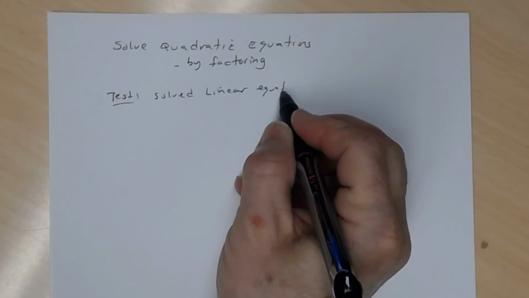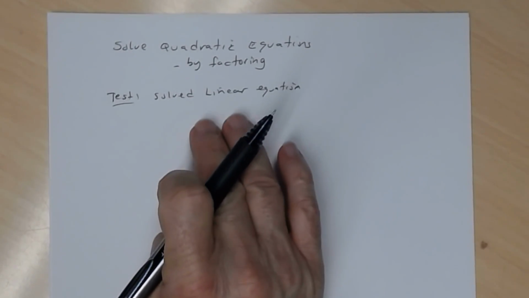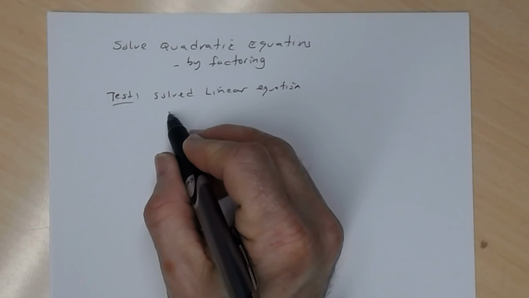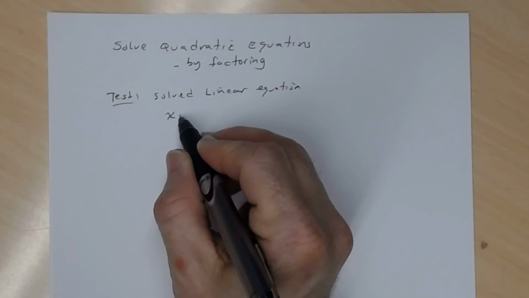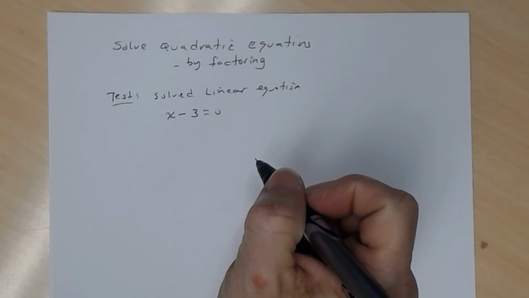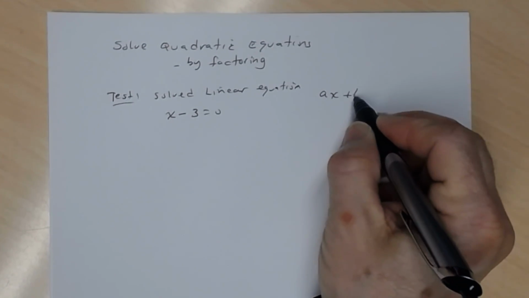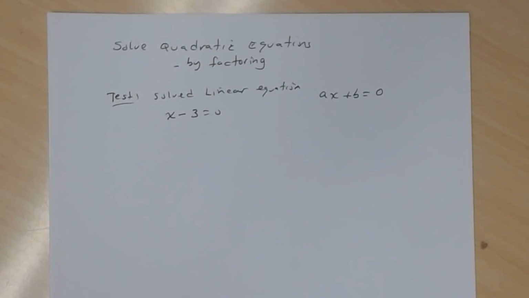Now, the ones that we had on test 1 were more complicated than the one I'm about to show you. But the point is this. So this is a linear equation. So, for example, x minus 3 equals 0. That's a linear equation. Now, remember, a linear equation has the form ax plus b equals 0.